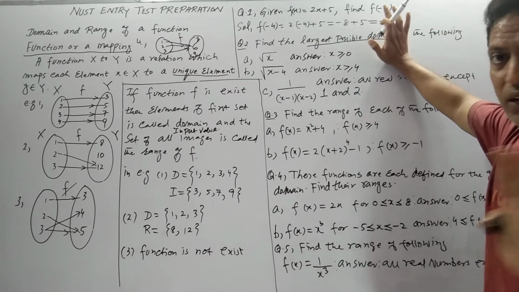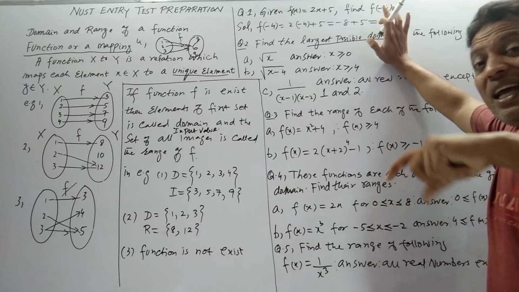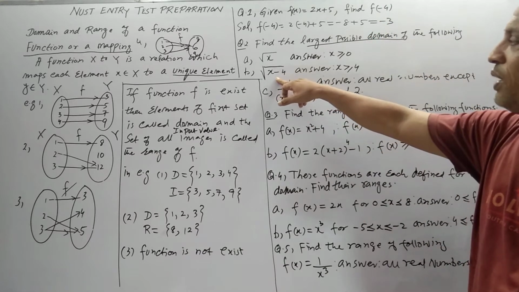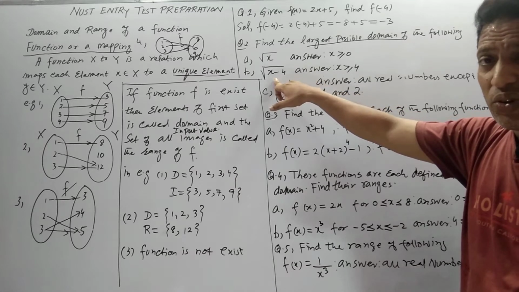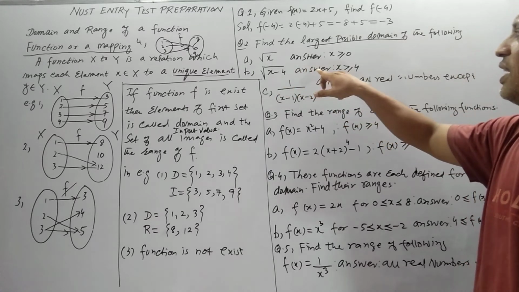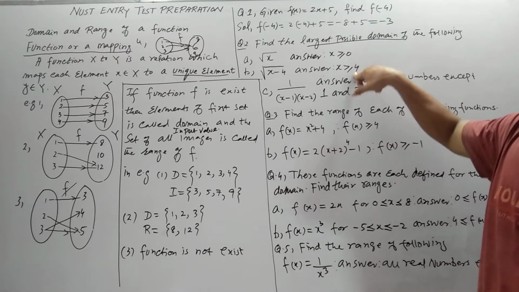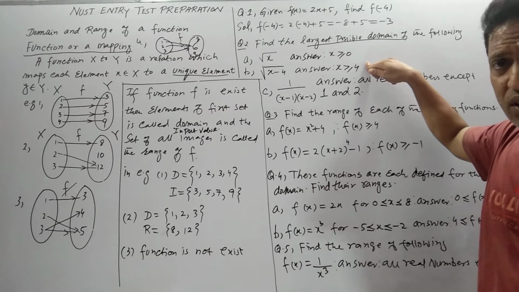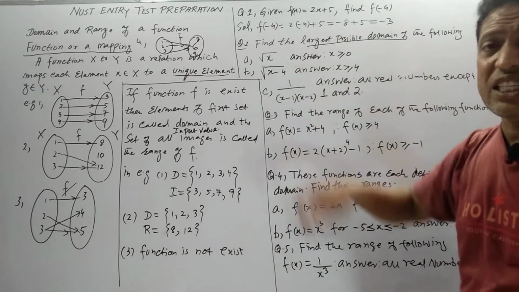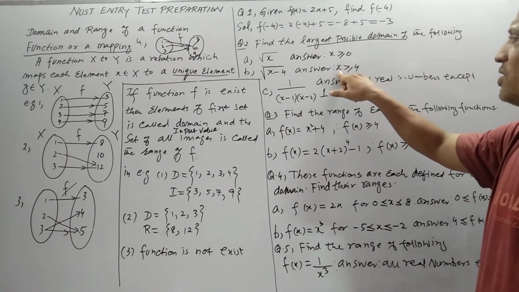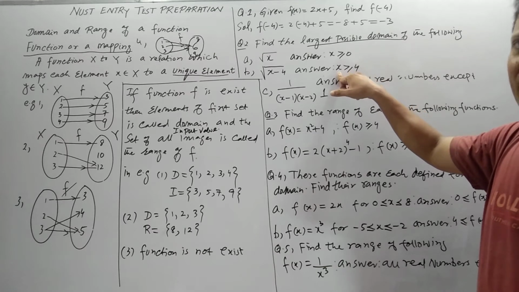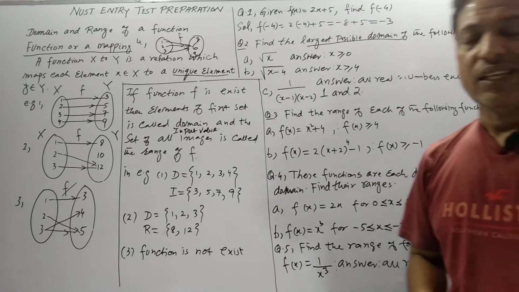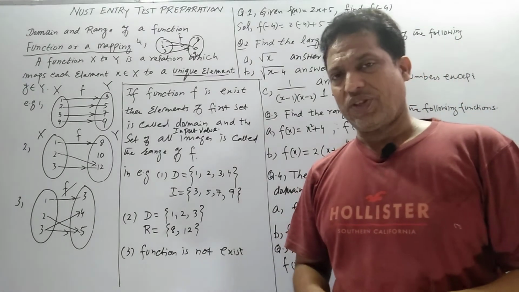The requirement is domain only, not range. So we have to focus on the input values. So what should be the input values for the square root of x minus 4? x greater than or equal to 4. Any value equal to 4 or greater than 4 is possible. Therefore, the largest domain is x greater than or equal to 4. Less than 4 means a negative sign, and in the square root a negative sign is not possible.